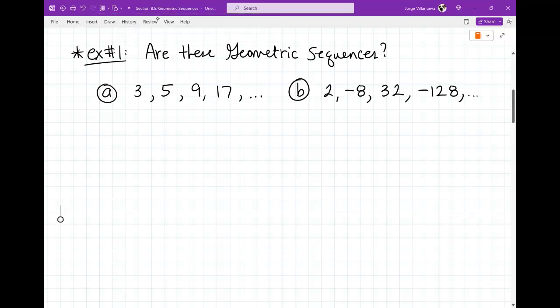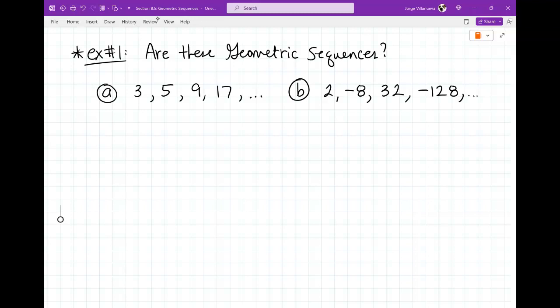We're just going to try to figure out if these are geometric sequences. By the way, you don't have to show the work to find your R value. If you could do it in your head, do it in your head. That's fine. Just make sure it works consistently. If you can't do it in your head, then just use a calculator or just work it out by hand. But we'll start off with part A. Is that a geometric sequence?